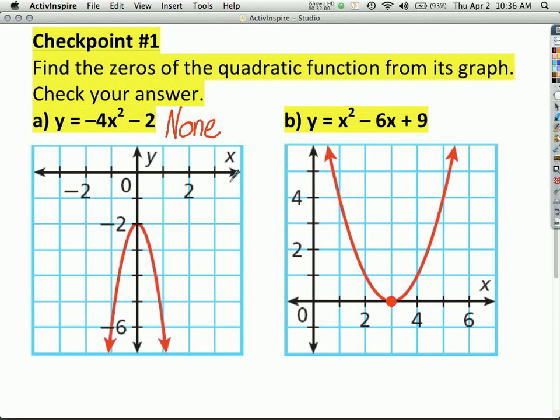I got student 3 and student 15. 3. Both think it's 3. And yeah, you can see it. It's right there. And when you test it out, it works. X equals 3. Very good. Anyone have any concerns or questions?